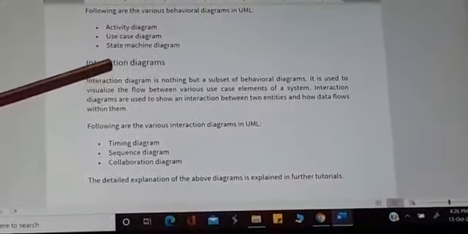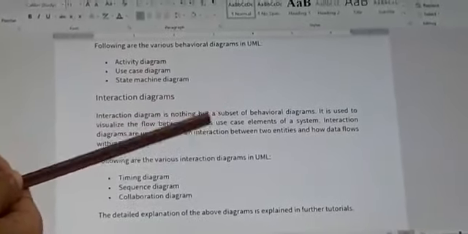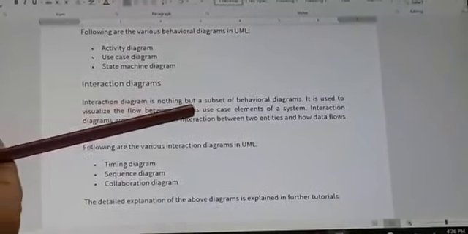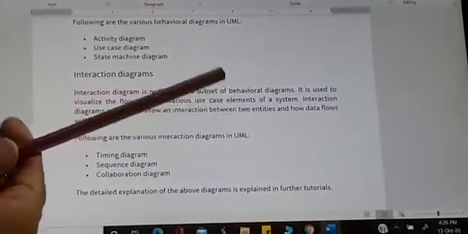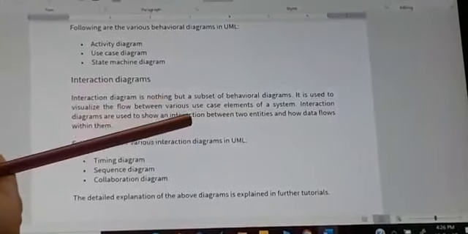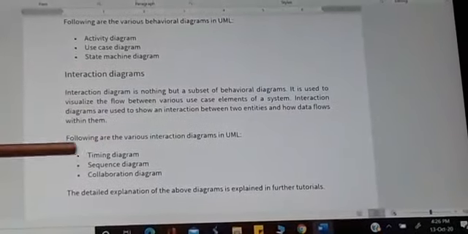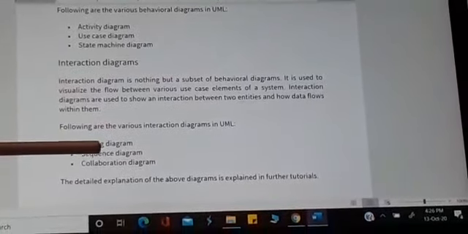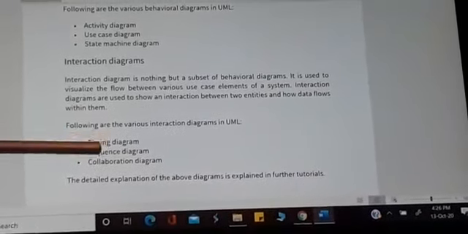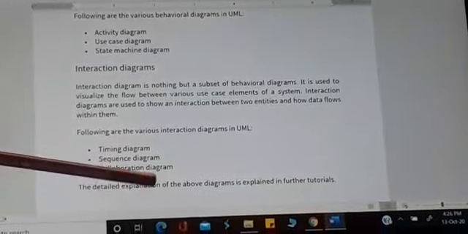Next we are going to see about interaction diagrams. An interaction diagram is nothing but a subset of behavioral diagrams. It is used to visualize the flow between various use case elements of the system. Interaction diagrams are used to show an interaction between 2 entities and how data flows between them. Here these are the 3 important interaction diagrams: the UML timing diagram, UML sequence diagram, and UML collaboration diagram.